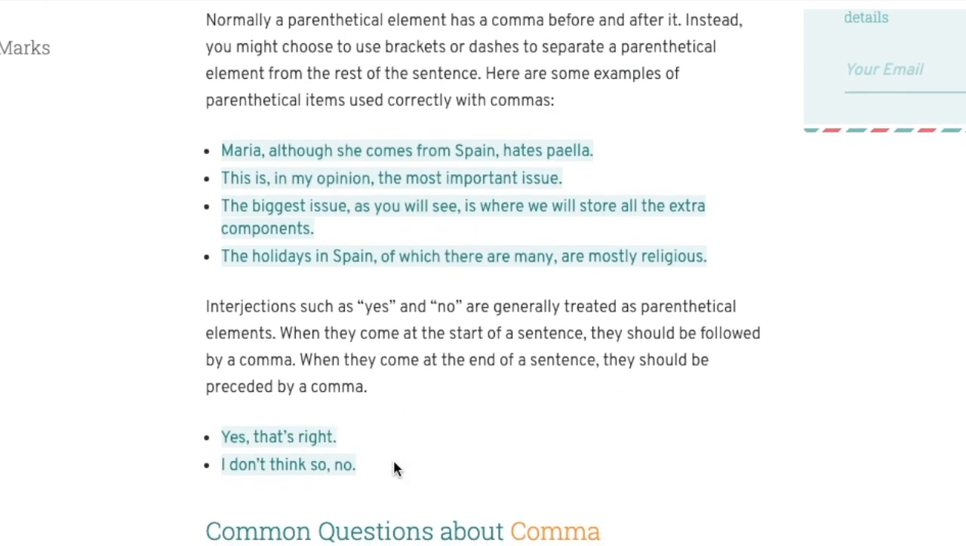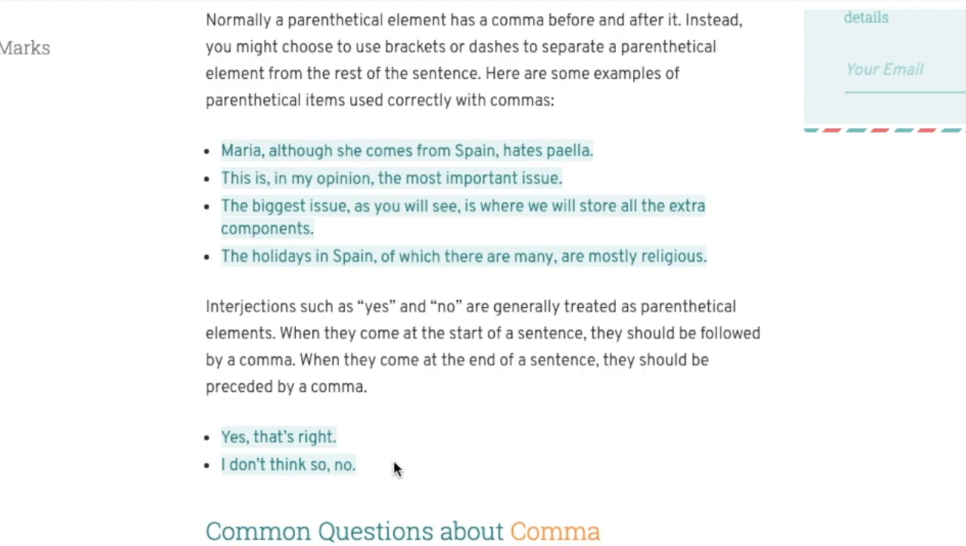Maria, comma, although she comes from Spain, comma, hates paella. So that's a really lovely complex sentence. This is, comma, in my opinion, comma, the most important issue. Okay, so instead of saying this is the most important issue, it's adding added information. The biggest issue, comma, as you will see, comma, is where we will store all the extra components. So the biggest issue is where we'll store all the extra components. That actually makes sense on its own.